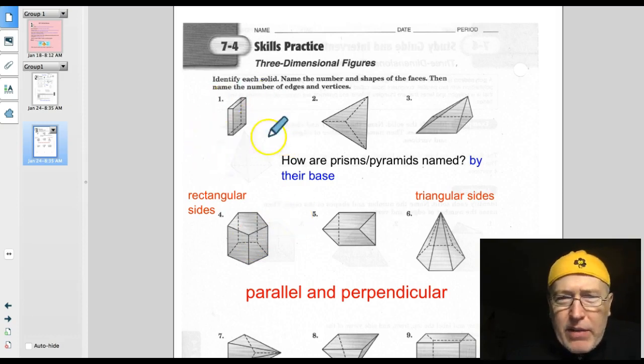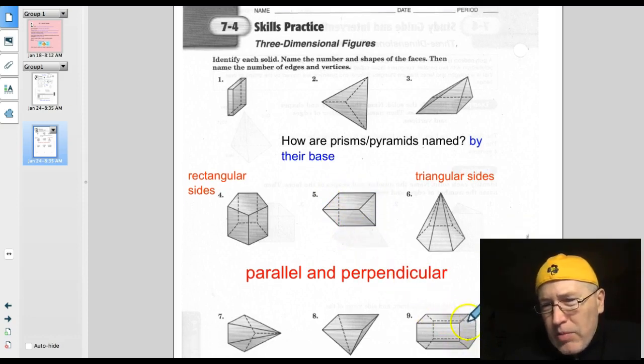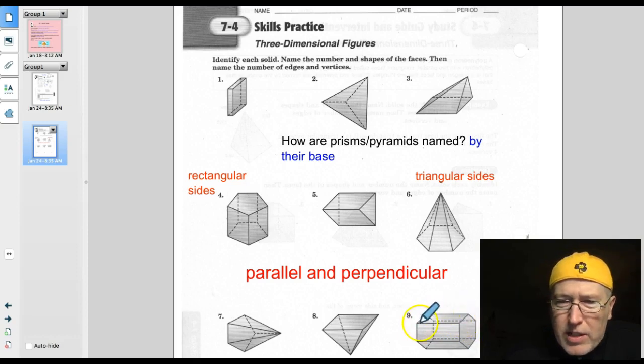Now that's kind of a given up here on this rectangular prism, but here are the 2 bases, and the 2 bases are connected to each other at right angles with these rectangles. Here's a triangular prism. Triangular bases, and the bases are connected with rectangular sides. What else we got? Looks like the hexagonal prism, 2 hexagon bases. These are parallel to each other again and perpendicular to the sides, those rectangular sides.